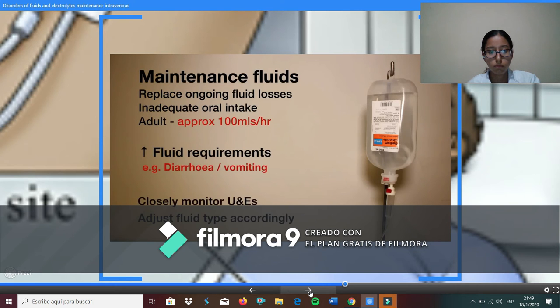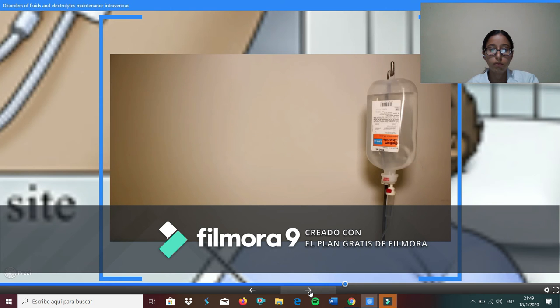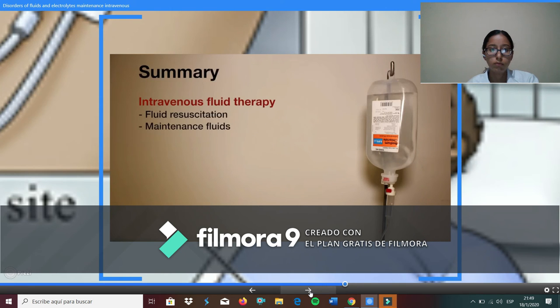Throughout the period of intravenous fluid replacement, blood electrolytes should be regularly checked and the type of fluid administered varied accordingly. When planning the fluid regime, remember that adults require about 2 millimoles of sodium per kilogram and about 1 millimole of potassium per kilogram every 24 hours. A typical fluid regime may consist of alternating bags of normal saline with or without potassium chloride, 5% dextrose and Hartmann solution. In this video we have discussed fluid therapy in the context of resuscitation and maintenance scenarios and have considered fluid choice and rate of delivery.